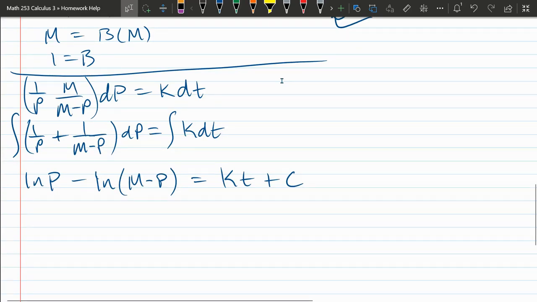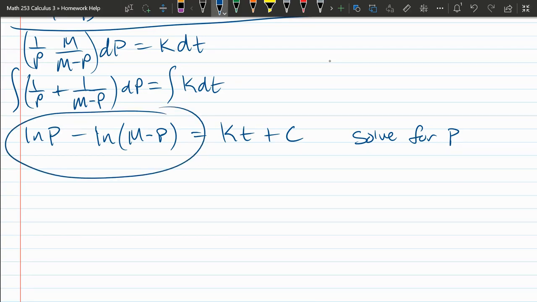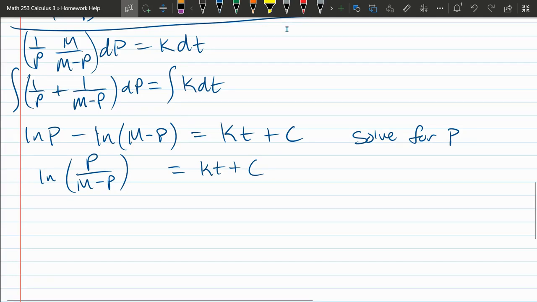Okay, we're done with calculus, but now we have to solve for p. Easier said than done. Now, I wish p appeared in one place. Unfortunately, p is appearing twice. So we're subtracting logs, which means you can rewrite it as division inside of a log. That's ln of p divided by m minus p equals kt plus c.